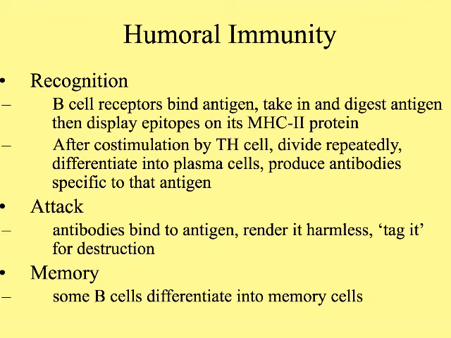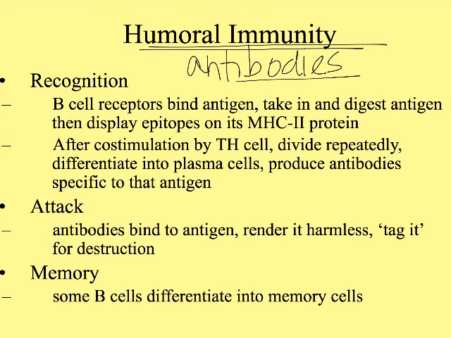Now, humoral immunity. You're getting like 3 slides with humoral immunity. What I really want you to know is that these are antibodies. The B lymphocytes bind the antigen, take it in, digest it, and they're going to present it. They get stimulated by the helper T cell, and they divide, and then they become plasma cells. The plasma cells are what actually produce the antibodies.